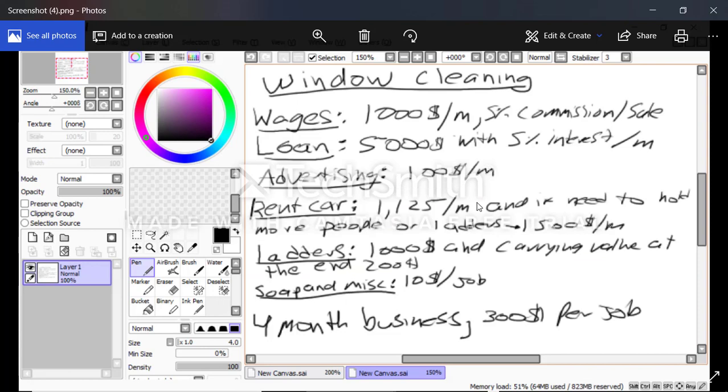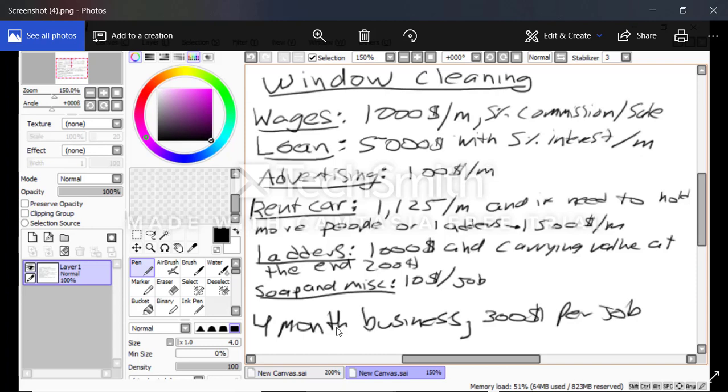So this is the business we will be looking at today. So as you can see, we have wages here, we have loans, advertising, renting a car, ladders, soap, and miscellaneous. And so this business is a window cleaning business. It'll be running for 4 months. And each job that this company completes will give them $300.